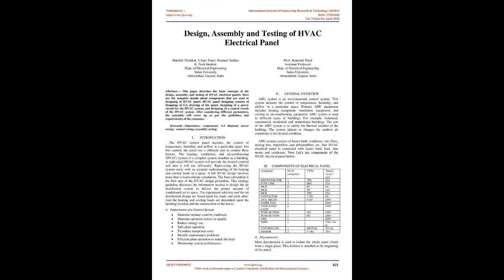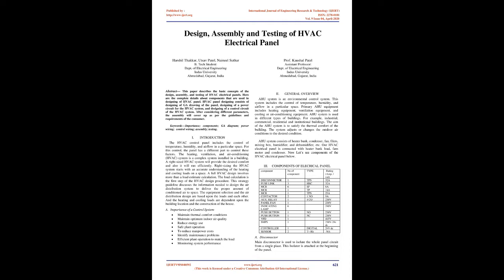This strategy guideline discusses the information needed to design the air distribution system to deliver the proper amount of conditioned air to space. The equipment selection and the air distribution design are based upon the loads and each other. And the heating and cooling loads are dependent upon the building location and the construction of the house.